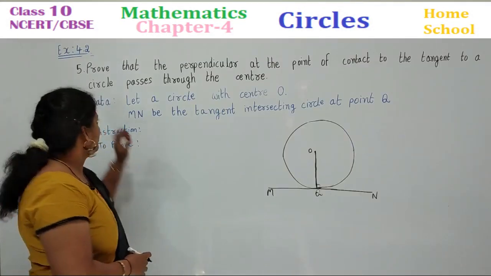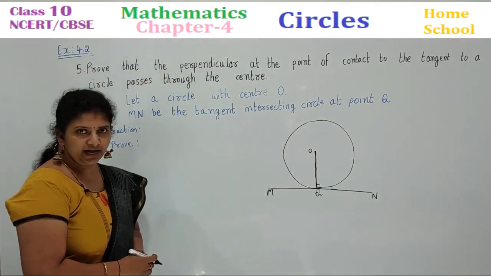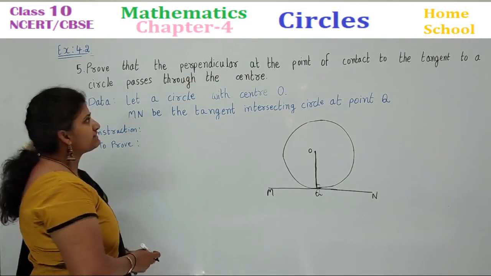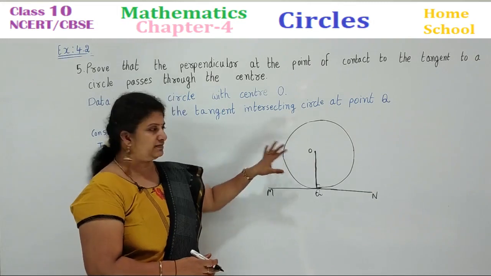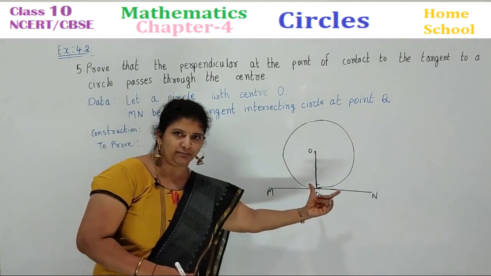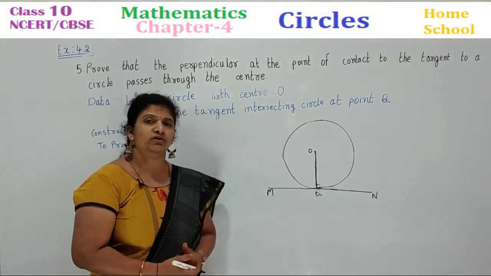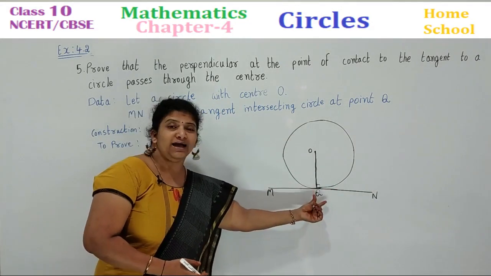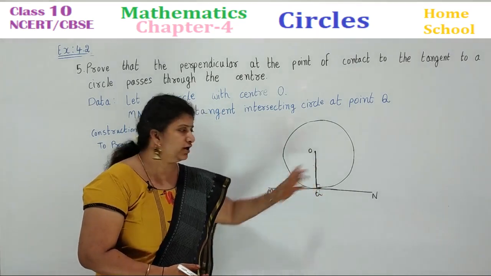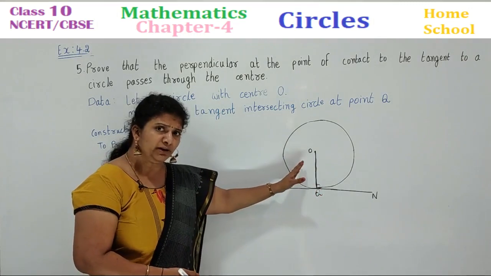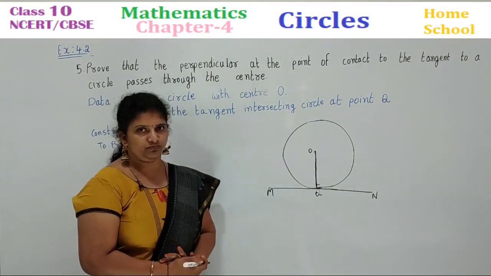Let's see the fifth problem here. Prove that the perpendicular at the point of contact to the tangent to a circle passes through the center. You can see here there is a circle with center O and a tangent MN. Q is a point of contact. So by theorem 4.1, what can you say? A tangent is perpendicular through the point of contact to the radius. Now whether this perpendicular is passing through the center or not, we need to prove.